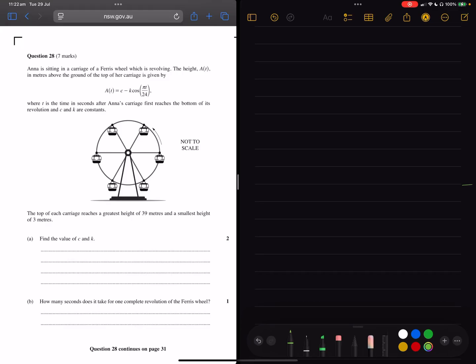All right, let's take a look at question 28. This is a very high mark question we're getting right towards the end of the paper in the 2024 Advanced Maths paper. This is worth 7 marks, and this is one of the trig questions.